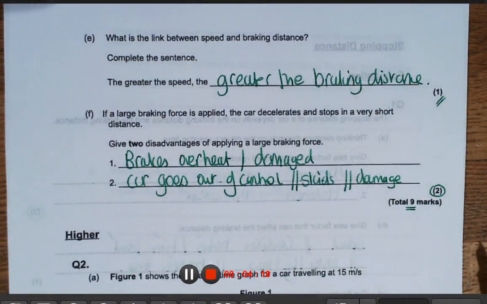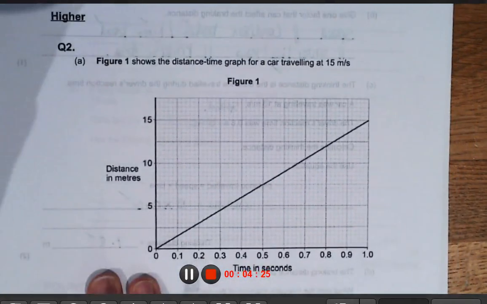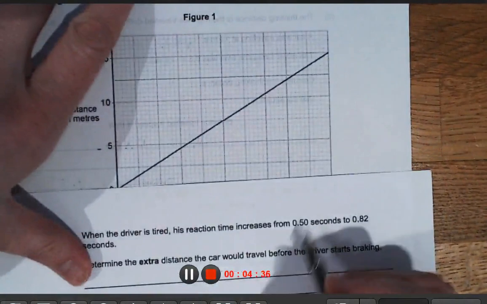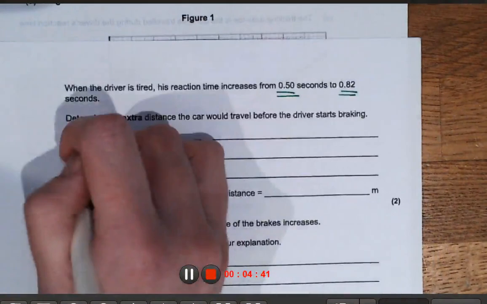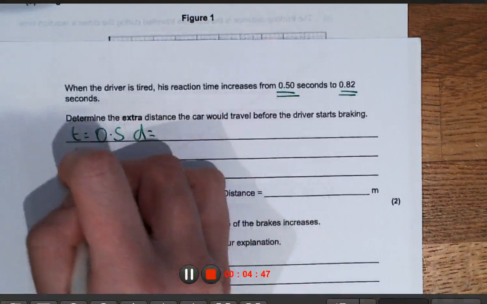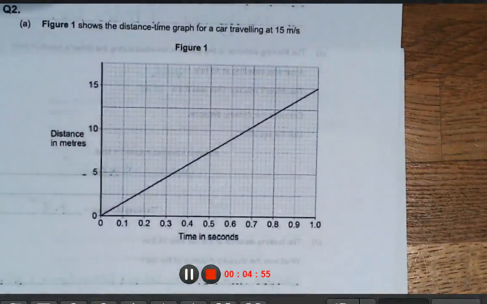Okay, higher. Figure 1 shows the distance time graph for a car travelling at 15 metres per second. And then this question says, when the driver is tired, the reaction time increases from 0.5 seconds to 0.82 seconds. Determine the extra distance. So on the graph we need to get what is the distance at 0.5 seconds and what is the distance at 0.82 seconds. You need to carefully draw your lines on, especially with the second one because it's not quite on the line.